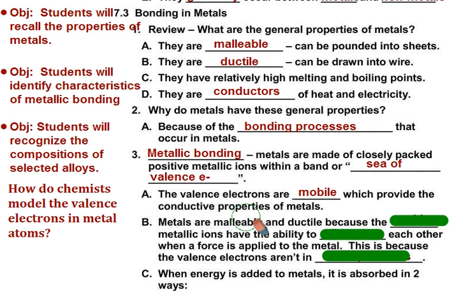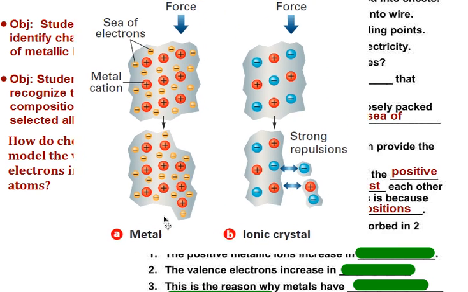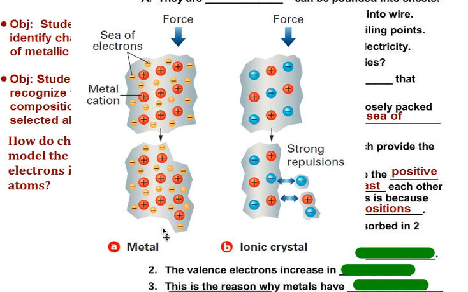Now, metals are malleable and ductile because the positive metallic ions have the ability to slide past each other when a force is applied to the metal. This is because the valence electrons aren't in fixed positions. So, the valence electrons aren't in fixed positions, and here's a diagram of what this looks like.